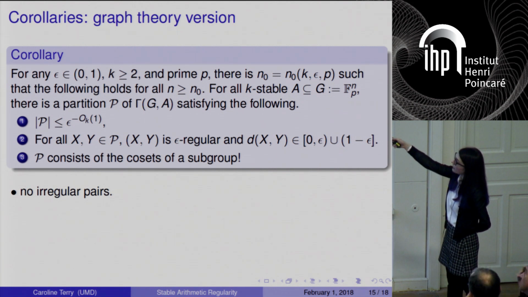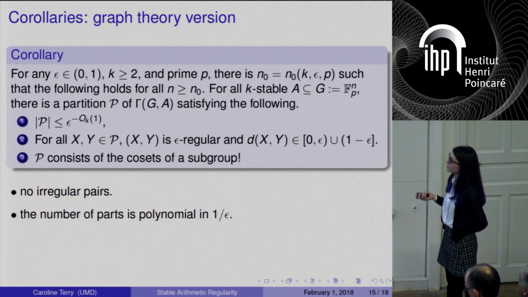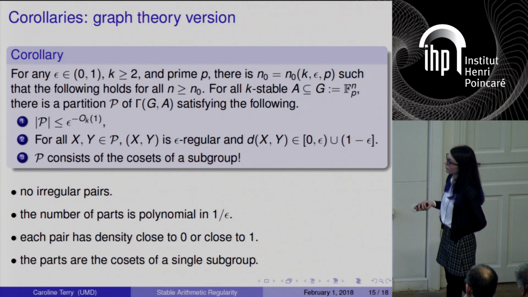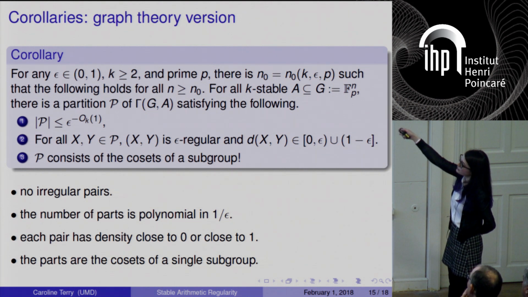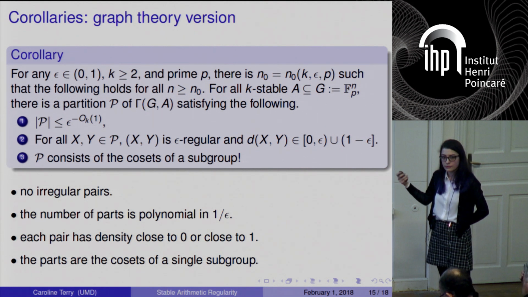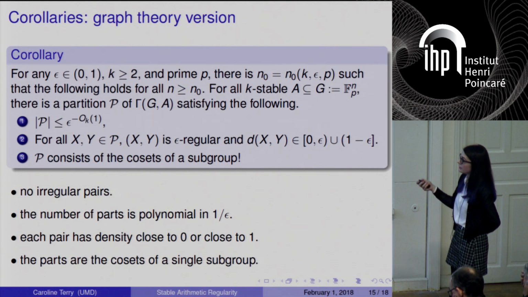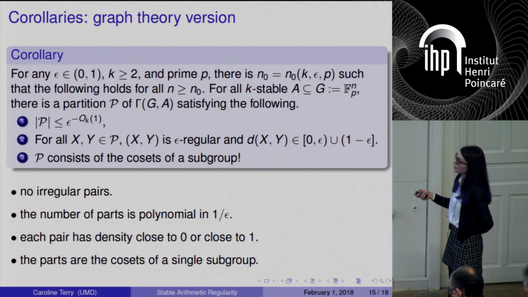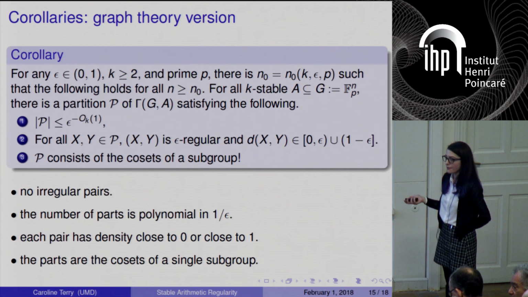What do I want to point out about this? There are no irregular pairs. The number of parts is polynomial in 1 over epsilon. Each pair has density close to 0 or 1. And the parts are the cosets of a single subgroup. So I like this reformulation because it's about graphs, so it's very easy to compare to the graph regularity lemma for stable graphs. And we see that it has all of these nice desirable properties that I wanted, with the addition of the pieces being cosets of a subgroup.